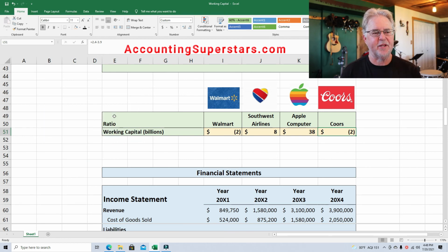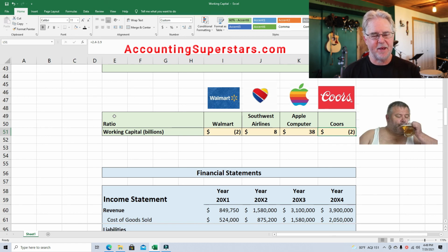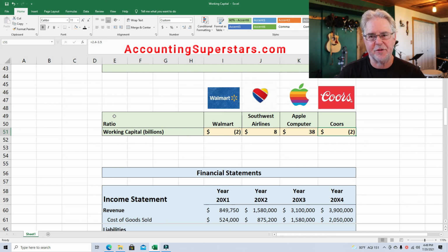Coors also has a working capital of negative $2 billion. And this is pretty common in the beer industry. And I think the reason why is because in good times, people drink beer. In bad times, people drink beer. I would imagine that Coors and the beer industry is a very stable industry, so they can get away with having a negative working capital. I mean, so please don't think your business can get away with a negative working capital. I know personally speaking, in my own finances, I would not want to have a negative working capital, speaking for me personally. And I don't think you would either.